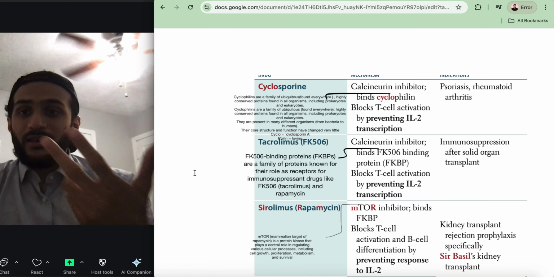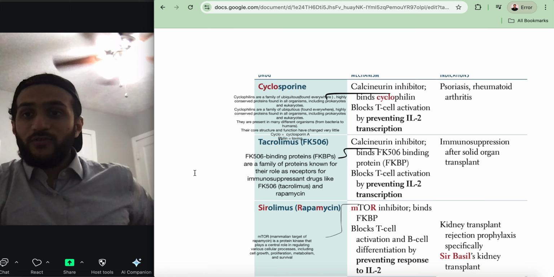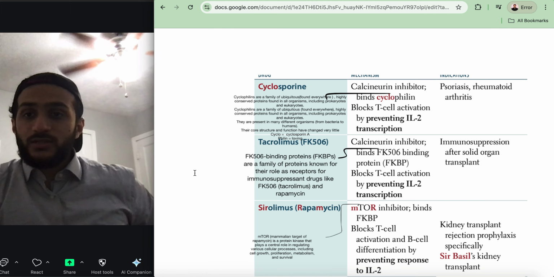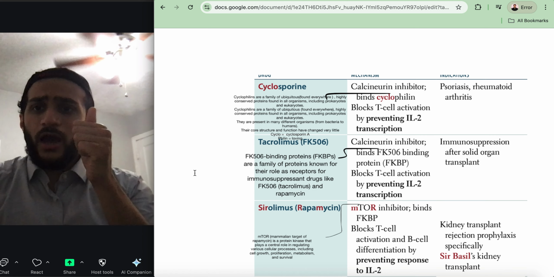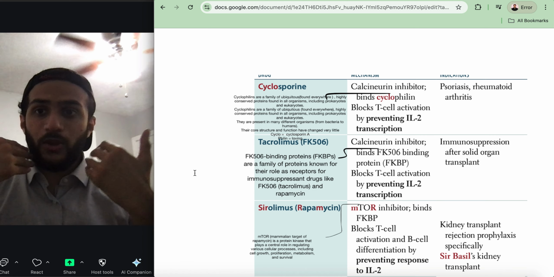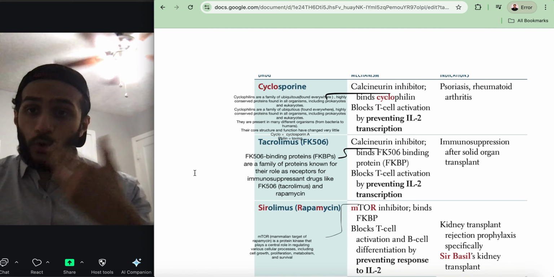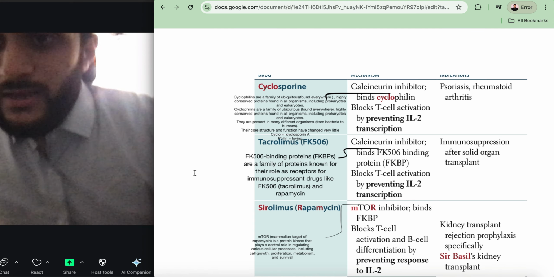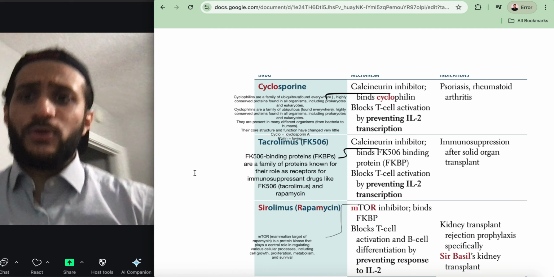So you want to know three main risk factors over here. The three main risk factors are going to be essentially high blood pressure, virilization, so hirsutism here, and kidney toxicity. So we don't use this essentially for kidney transplant. We would use this just as a normal immunosuppressant.